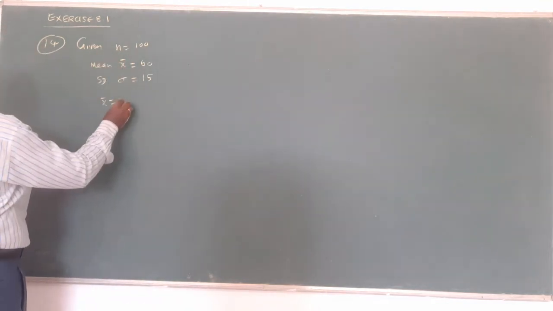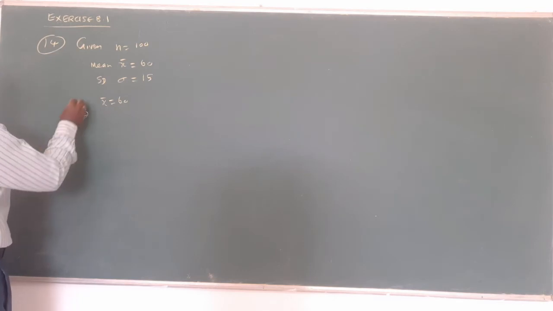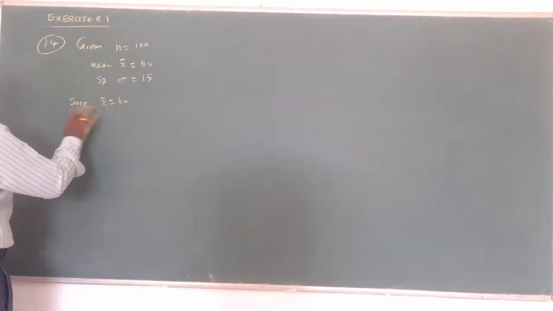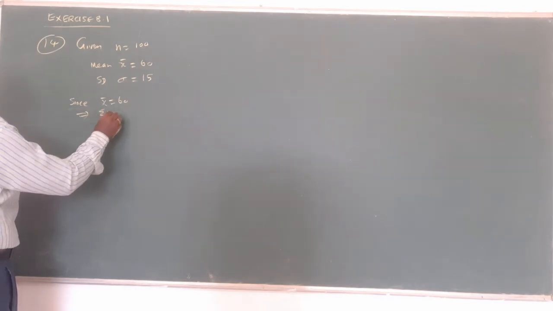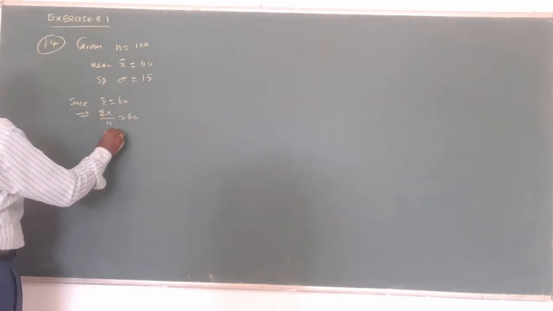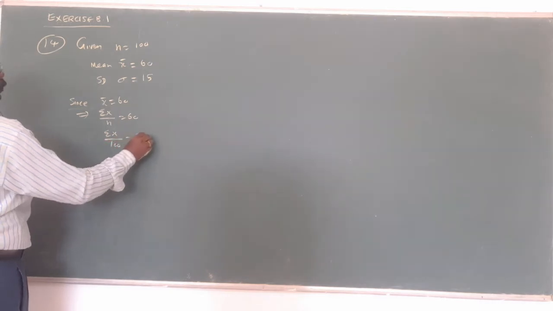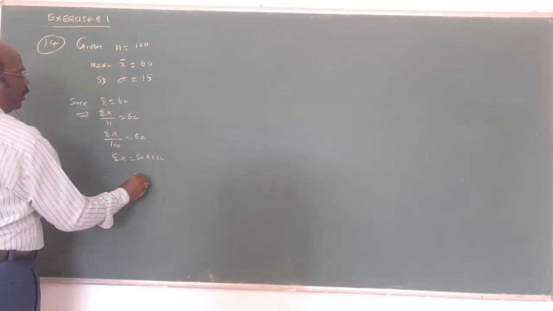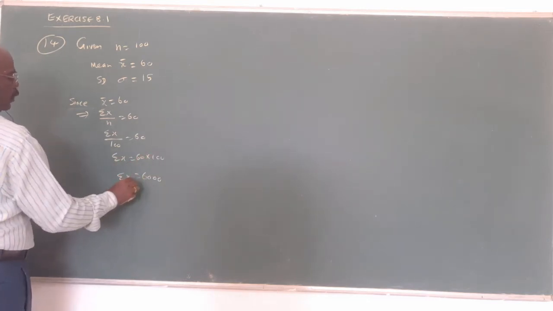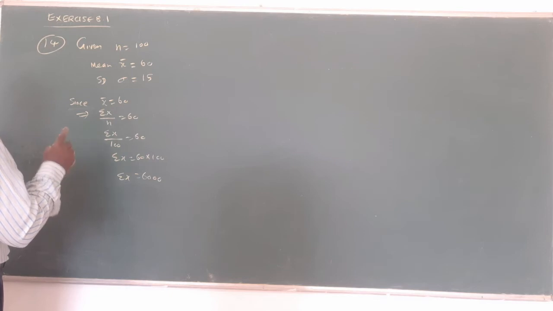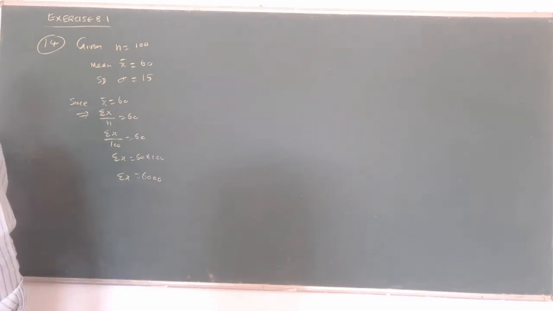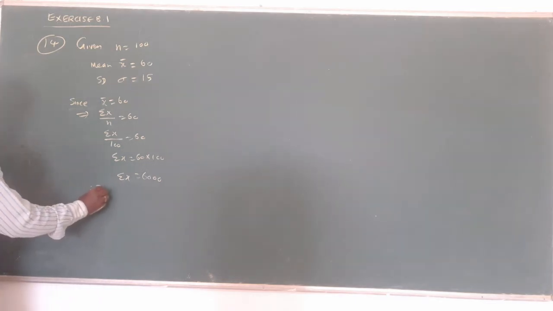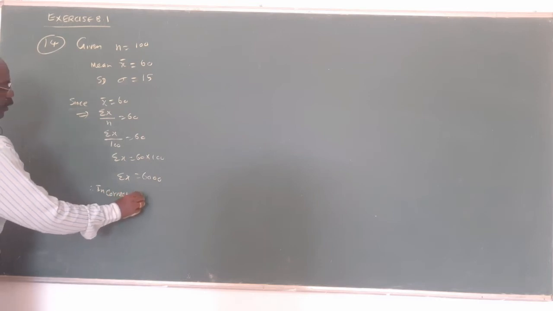Am I right? X bar equals 60. What is the formula for this? Since x bar equals sigma x by n equals 60, and n is 100, sigma x equals 60 into 100, which is 6000. This is sigma x. Now sigma x means the incorrect total. Actually, this is the incorrect total.